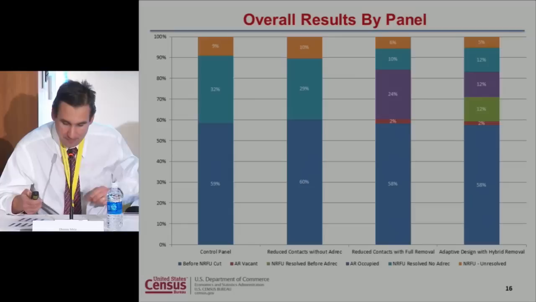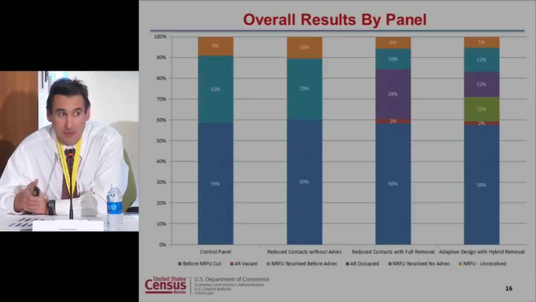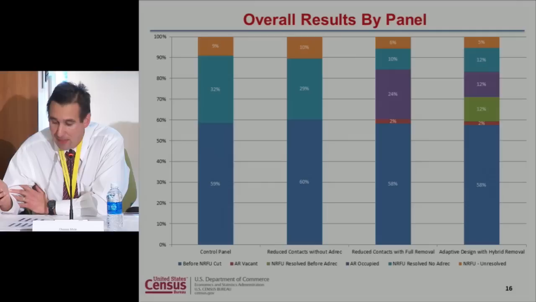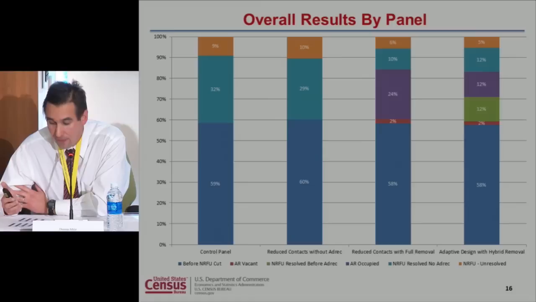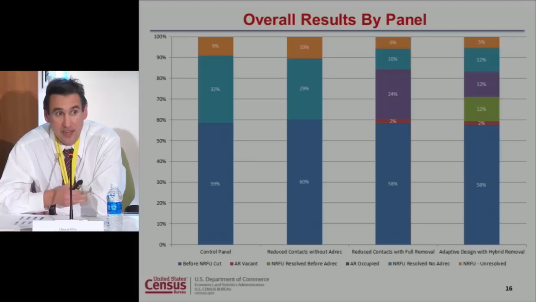So now we're going to look at some of the results overall by the panels, and by the 4 panels that we end up having. So we're going to take a step back and we're going to focus on all the entire cases. So we're looking at all of the 112,000 cases that we ended up having going out for the field work. So the left one is the control panel. So in that one there at the bottom, we ended up having 59% of the cases there ended up where we had a self-response before our NRFU cut was done.